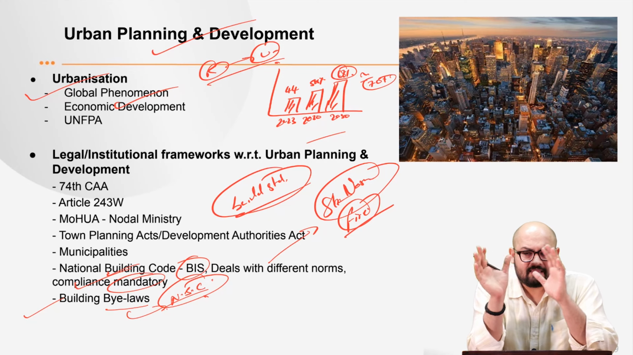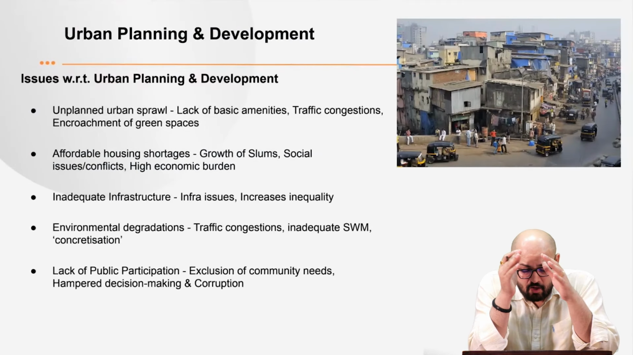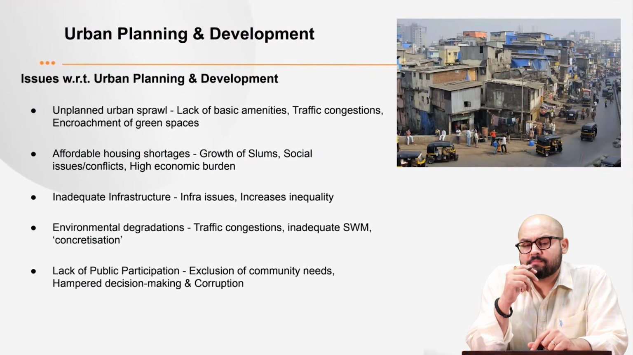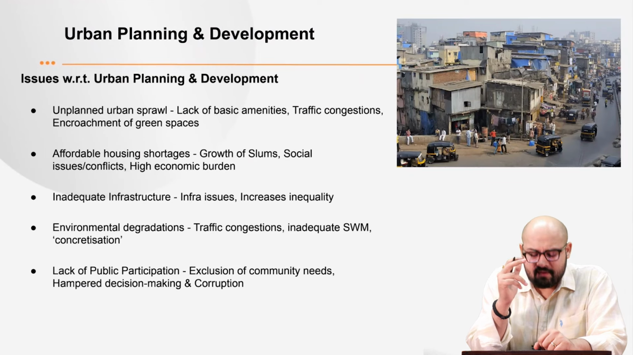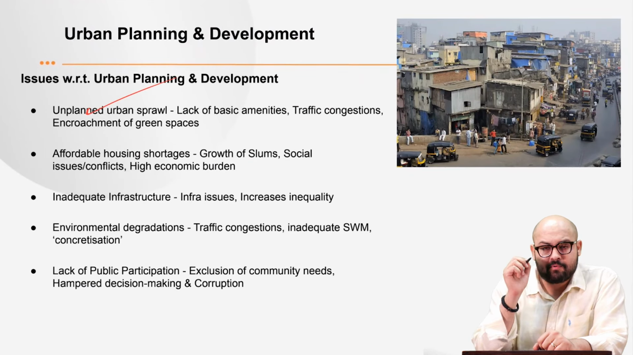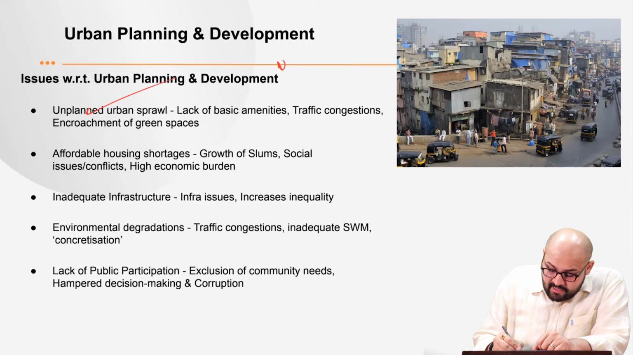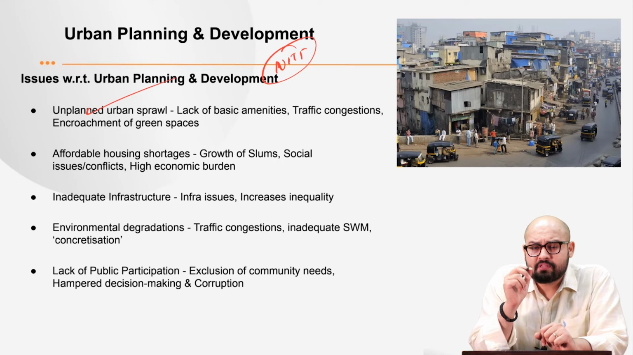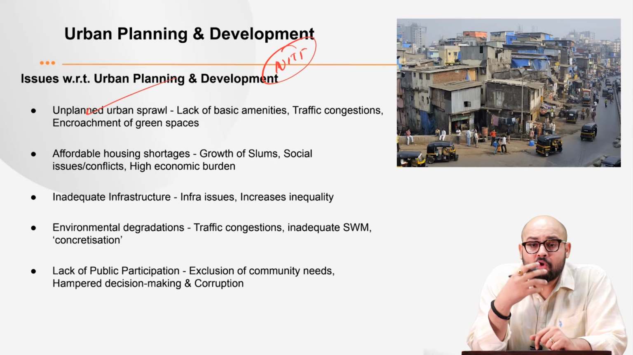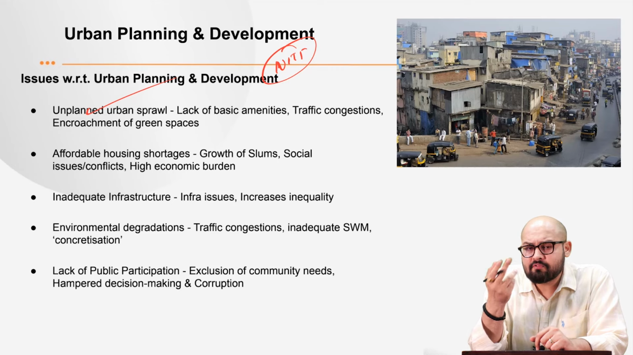That is what the legal and the institutional framework is all about. Now, talking about the issues with respect to urban planning and development in India, we have got the unplanned urban sprawl. According to data by Niti Aayog, almost 50% of the towns in India don't have master plans. Master plans are long-term strategic plans. They actually project how the urbanization would take place. So almost 50% of the towns don't even have a master plan, right?